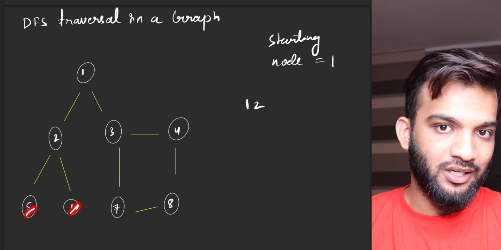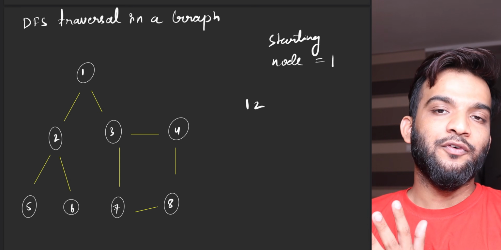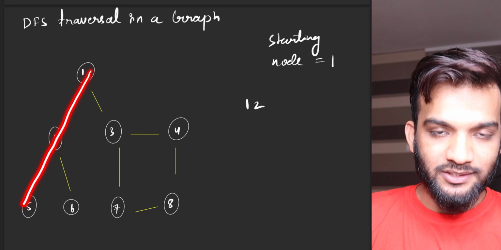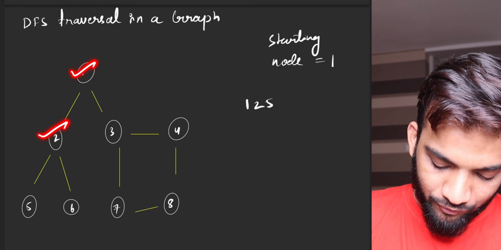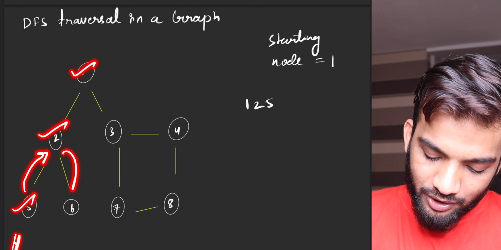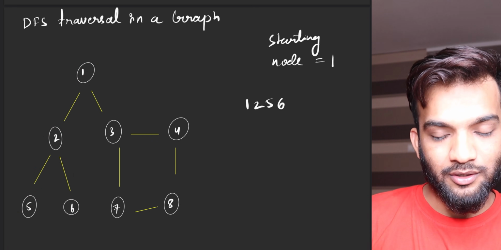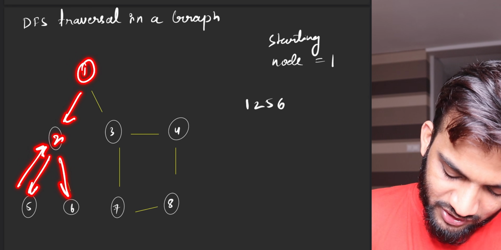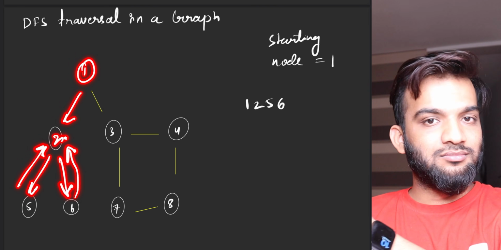Again, you can either go to here or here. That is your choice. But generally, we go to the one at the first of the adjacency list, or from left to right. So 5 will be there. So you basically go like 1, 2, 5. Now there is no further depth in it. So what you do is you come back and now you go to 6. Now you went like 1, 2, 5. You came back. You went to 6. Now there is no depth of 6. So you come back.